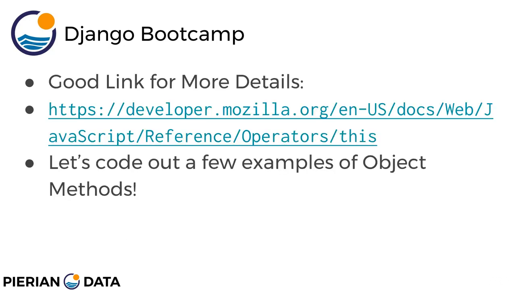Alright, here's a really good link for more details on the this keyword. Again, it behaves differently in different situations, and we're only really concerned about it right now as it behaves in an object in reference to methods. So let's code out a few more examples of object methods to get a better grasp on everything that I just briefly mentioned. I'm going to hop over to the console now.